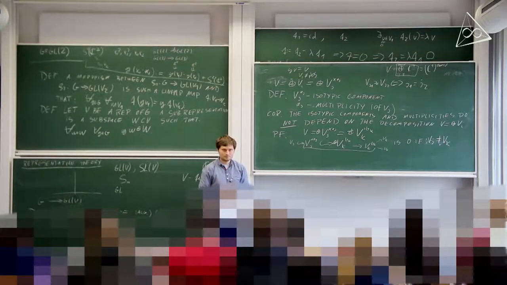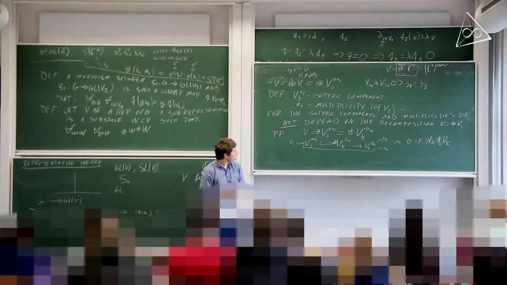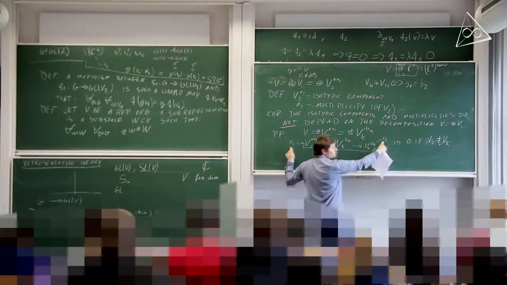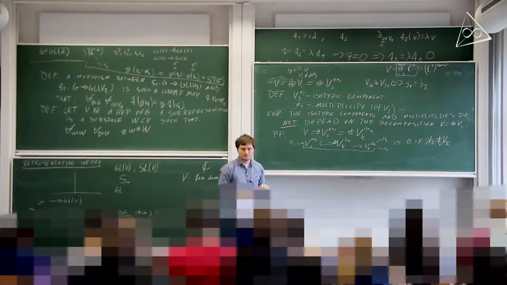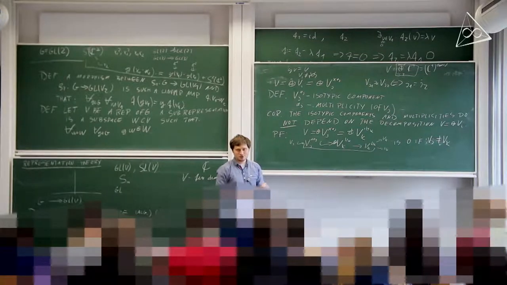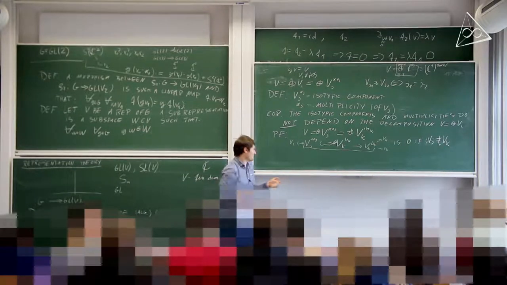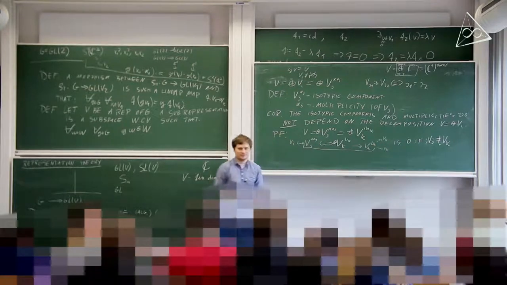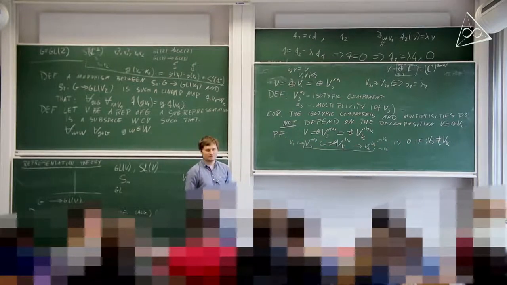So why does it have to be zero if the VJ is not VK? Well, this one, why does it have to be zero? Yes. This is Schur's lemma that we just proved. We proved that every map is an isomorphism or zero. There are no other maps in representation theory. These are morphisms of representations. Every composition of morphisms of representations is a morphism of representations.